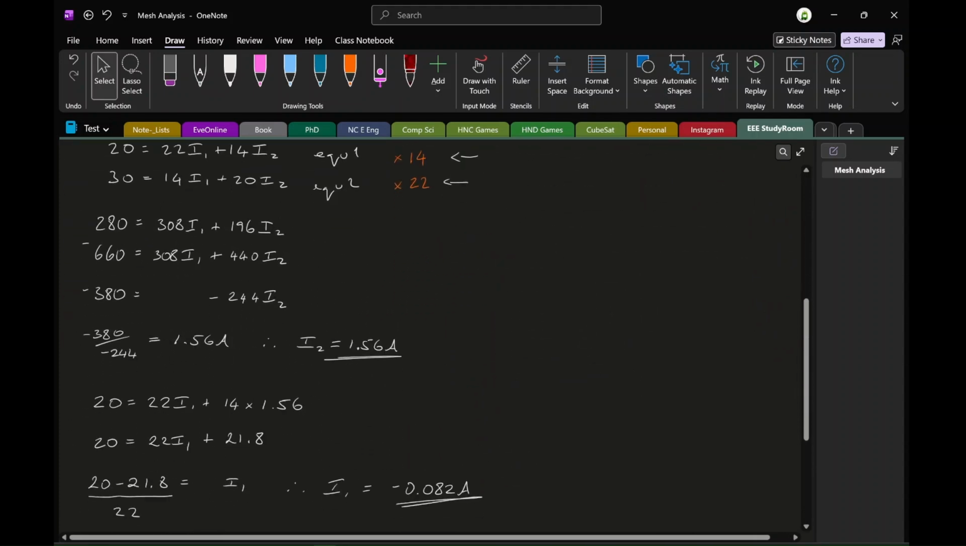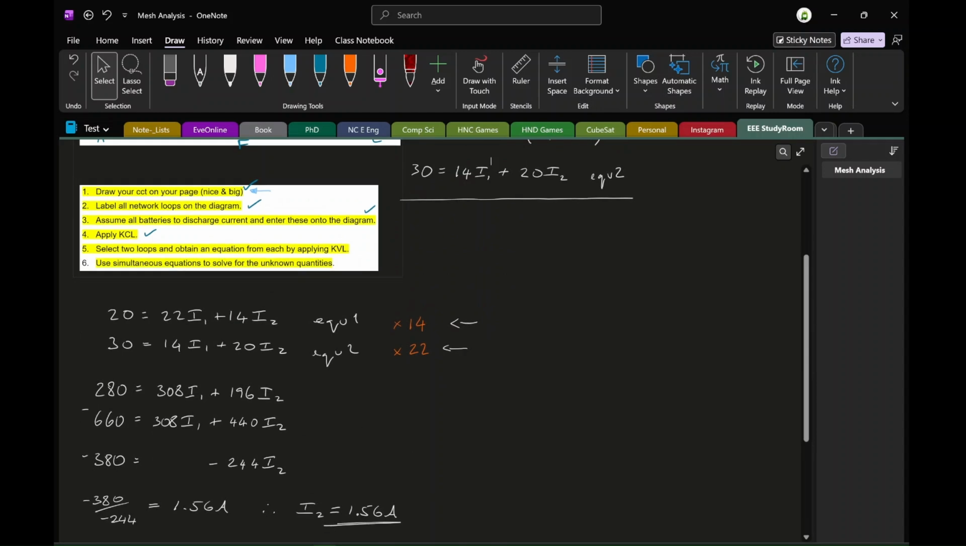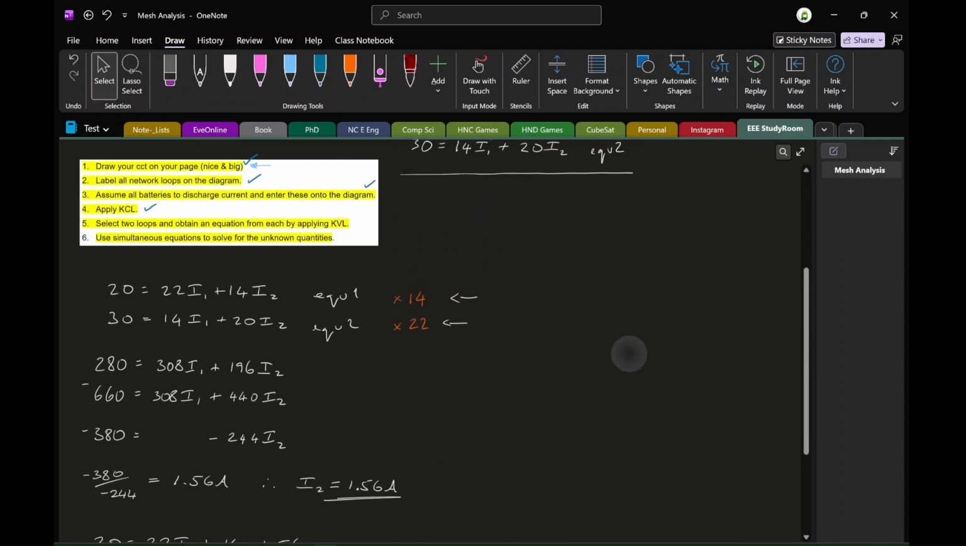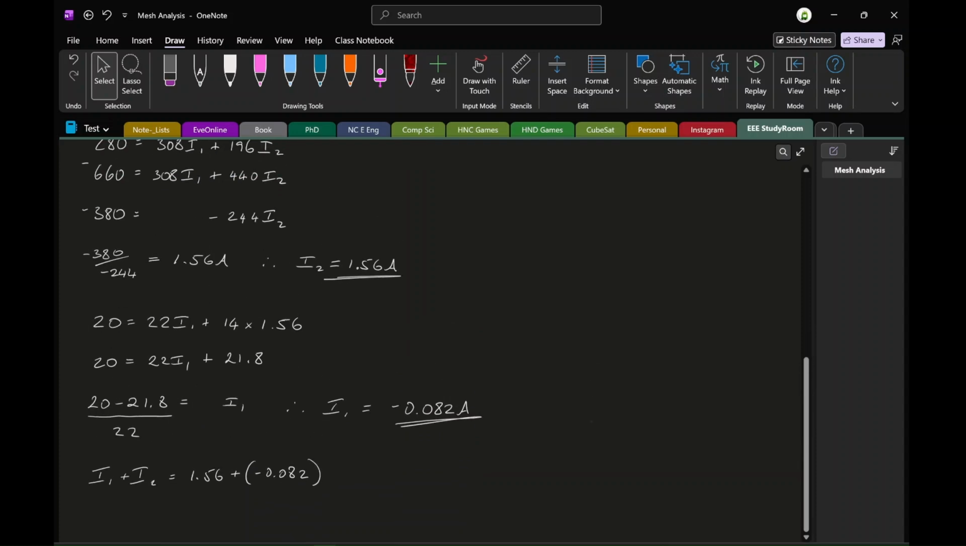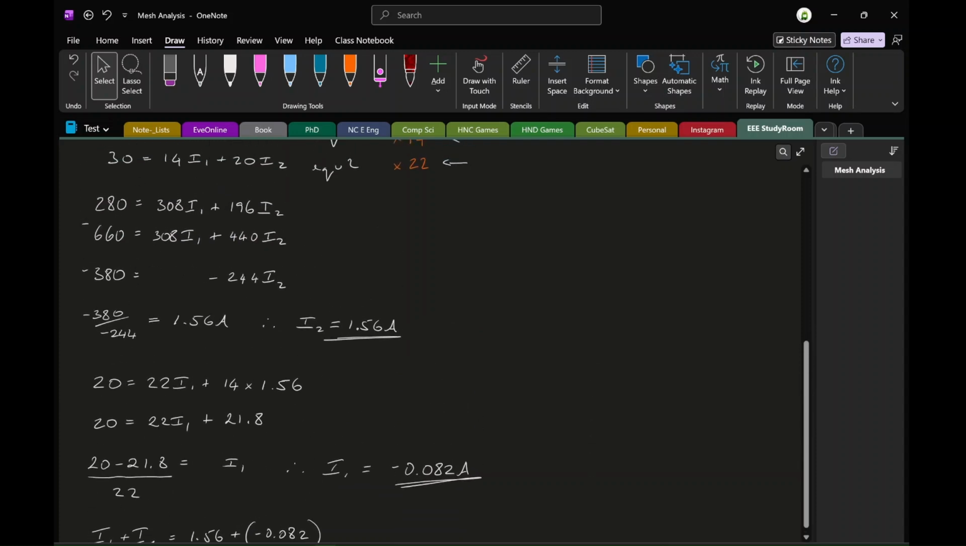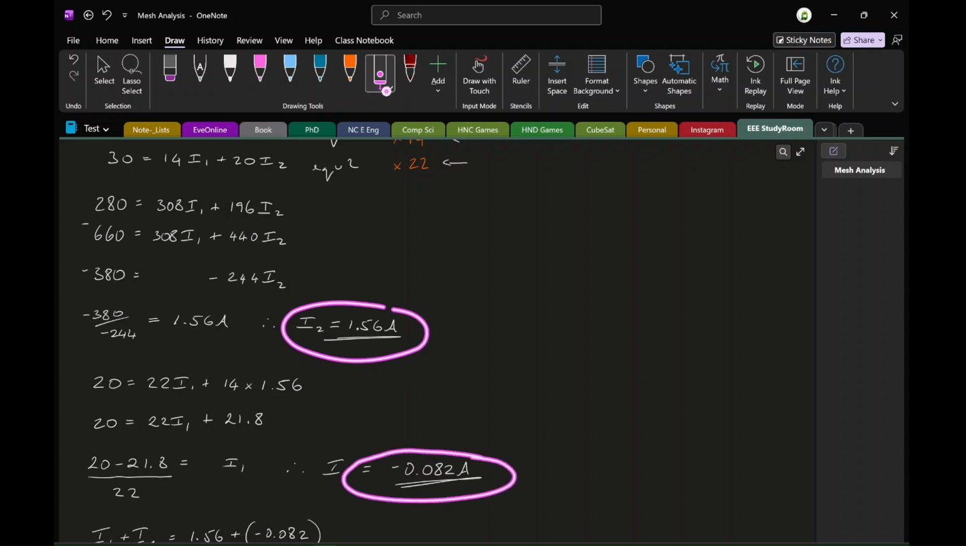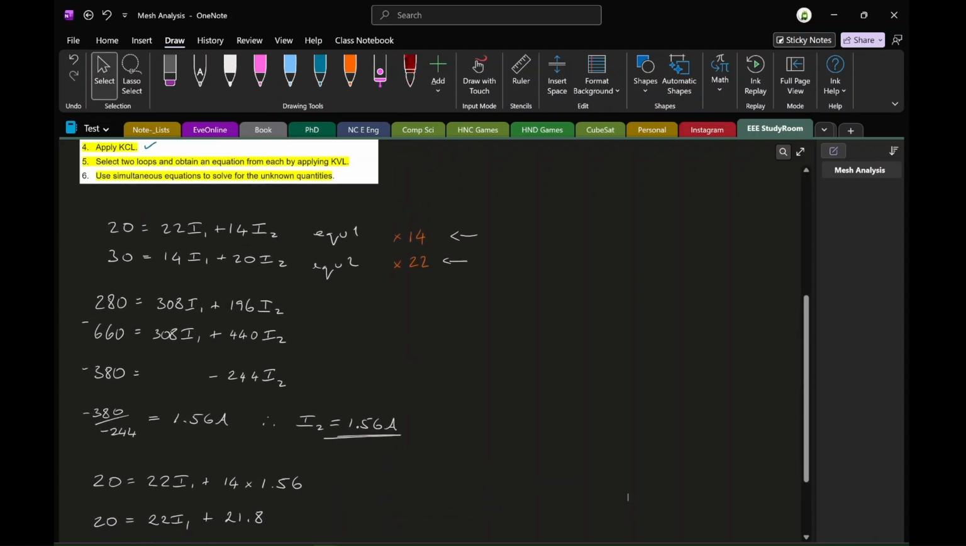So that is mesh analysis, and one little thing you can do when you're carrying out these calculations is take both of your currents, I1 and I2, here and here, and substitute them back into either one of your loop equations, and you should get a pretty close approximation to the answer. So we've worked out our unknown terms I1 and I2. If we substitute them into our equation, we will find out our answer.